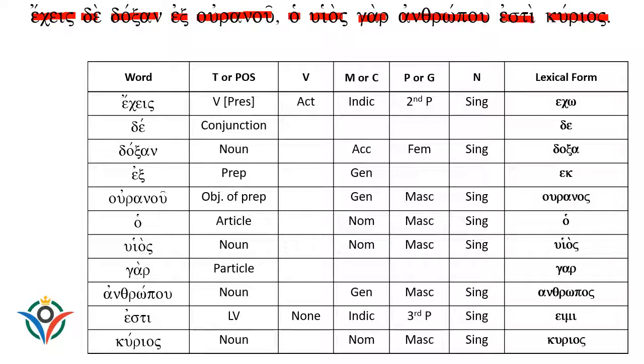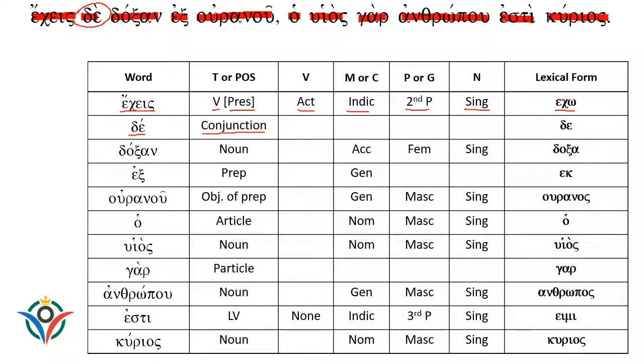All right, so as I've done before, I have done the parsing for us just to save time. So let's begin with ekheis. It's a verb, present, active, indicative, second person singular from echo, and that means I have. Our next word is de, and that's a conjunction, and that can be translated as but or now, and it's a post-positive. So as you can see there, it's not found at the beginning of the Greek text, but we will translate it at the front of our English sentence.